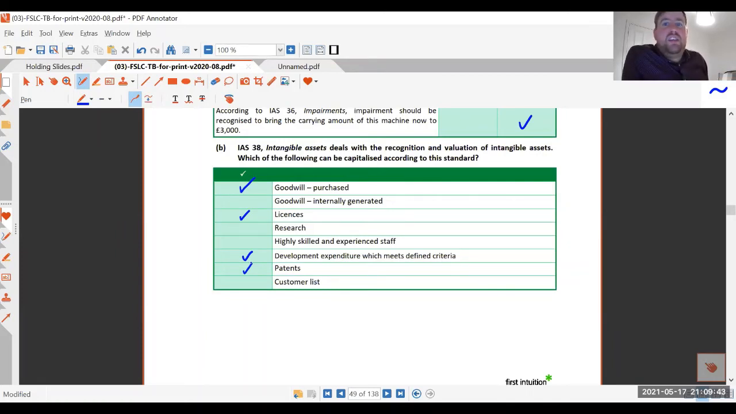Customer list is a fun one. I did describe it as an intangible item earlier, but we are going to be leaving this one unticked. Generally, it's very hard to put a measure on what benefit that will have to the business. It's definitely useful, but it falls on the same criteria that internally generated goodwill does. Coming up with an accurate valuation for that is particularly tricky.